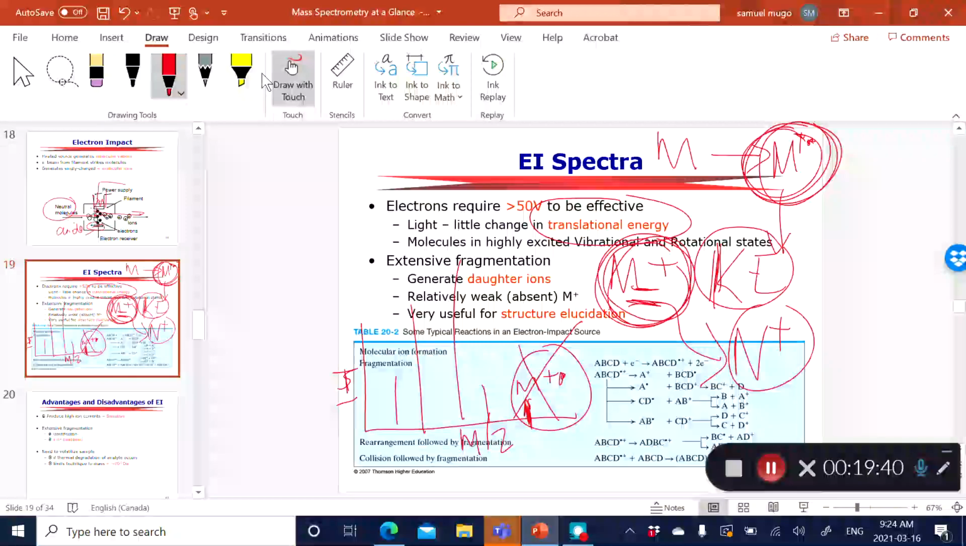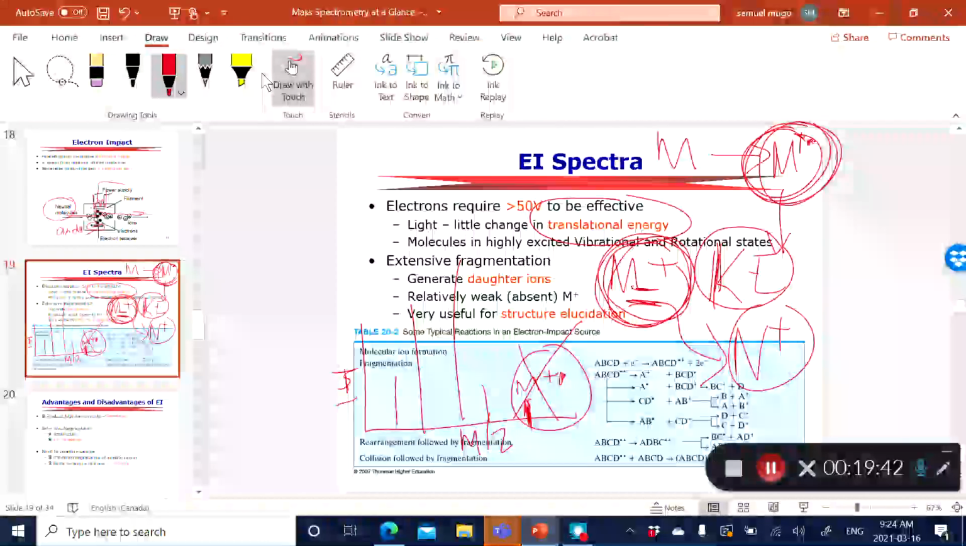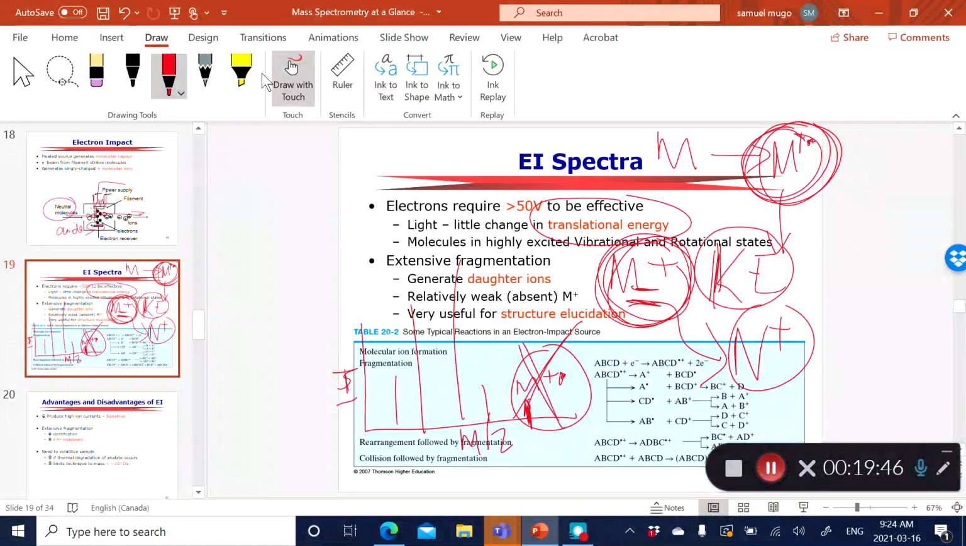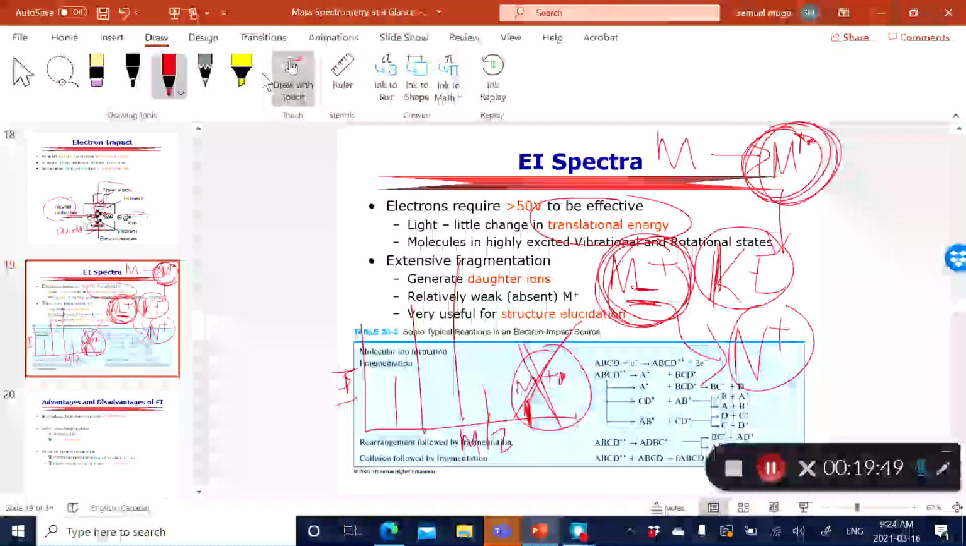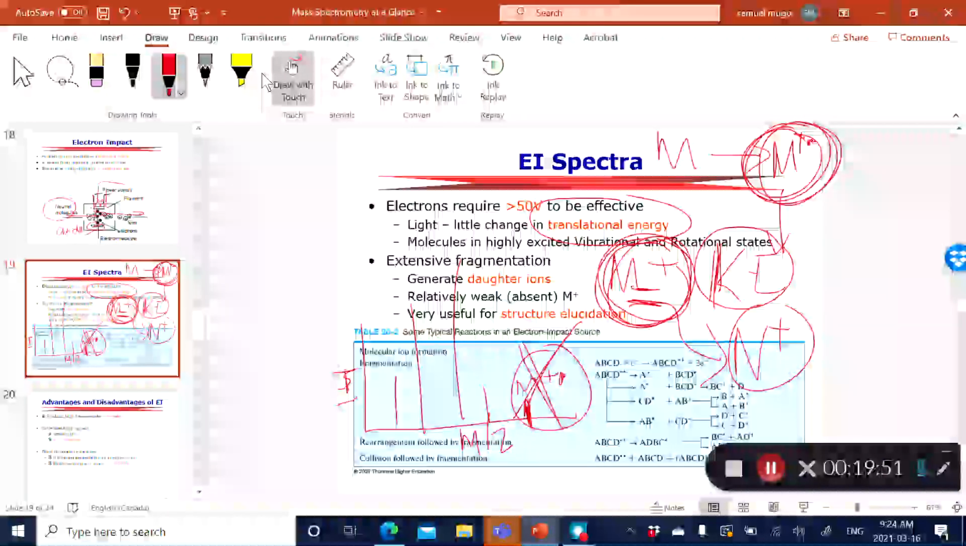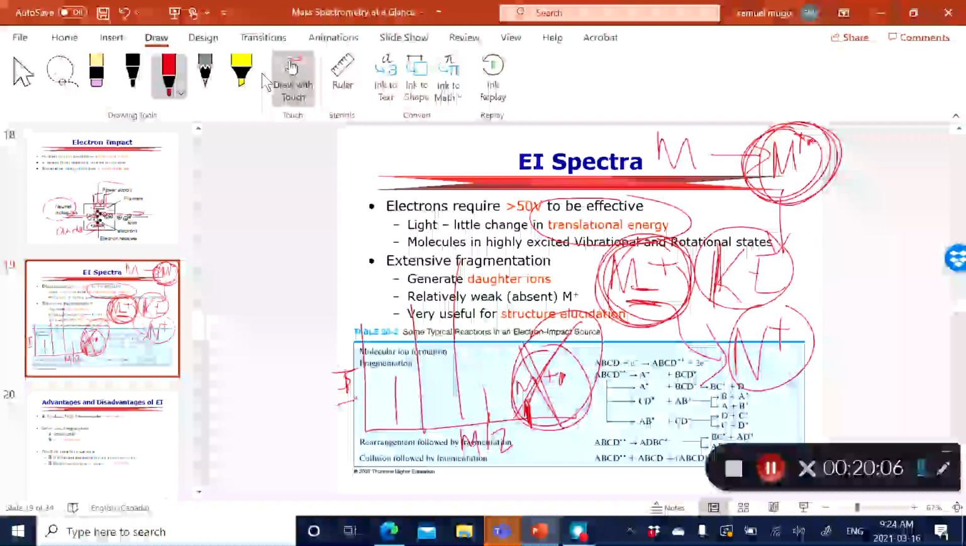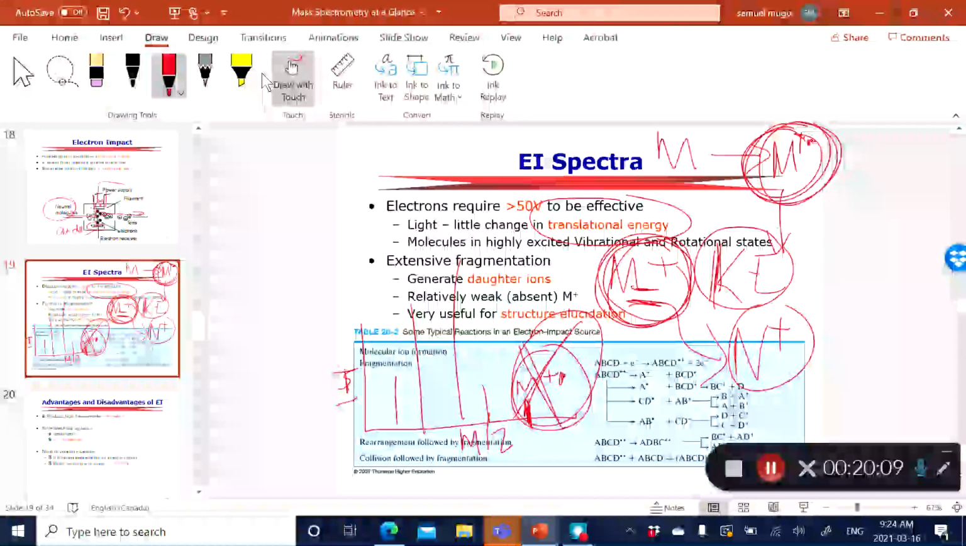I'll give you an example. Typically, if you've got a hydrocarbon, it's very rare to see the molecular ion. But if you've got an aromatic type of compound, it's more common to see the molecular ion, because the molecular ion tends to be stable in a conjugated environment, such as an aromatic compound.